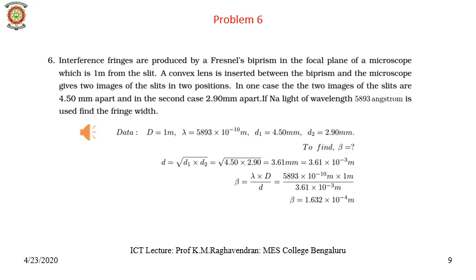Now, obviously, we know that small d is equal to root of d1 into d2. So, substituting for d1 and d2, we obtain small d as 3.61 millimeter, which is converted to 3.61 into 10 to the power of minus 3 meter. Note that this is the most important recall step. Once you know what is small d, the rest is straightforward. Beta is equal to lambda into capital D by small d. Lambda, capital D and small d, all the three quantities are now known. So we substitute in SI unit and obtain the answer of beta as 1.632 into 10 to the power of minus 4 meter.